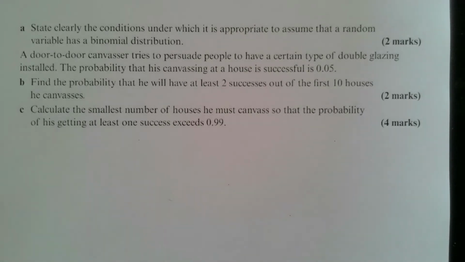And the fourth is that the probability of the trial happening is always the same, which is pretty much the same as it being independent. Right, so that's that. I'm not going to bother writing that down myself.